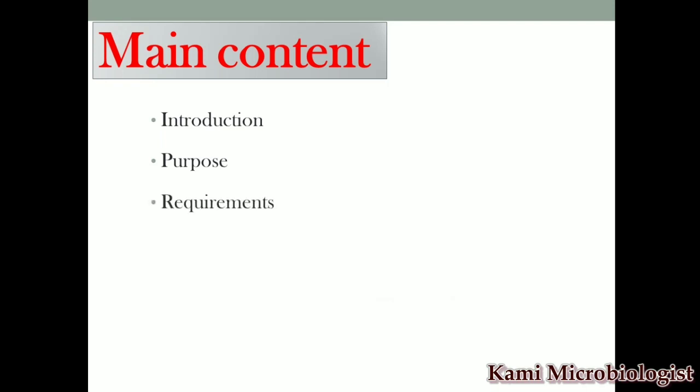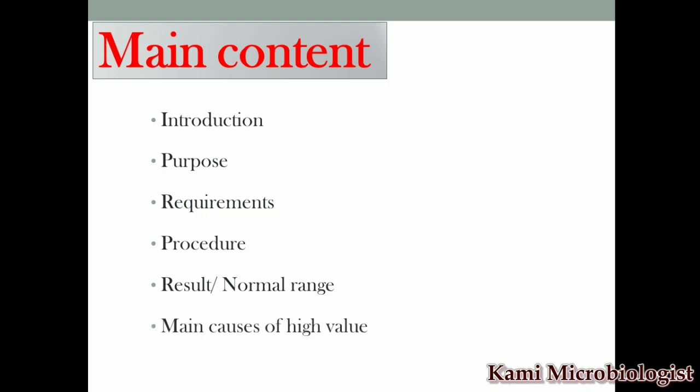Then we are going to see the requirements, meaning the materials which we need to perform the D-dimer test. So we have to talk about this as well. Then we are going to see how to perform this test, and then we are going to see the result of this test, the normal range of the D-dimer, that is how much of it will be present in our body. The other most important point is to see the main causes of a high value of the D-dimer. So what are the main reasons or conditions due to which its value gets high. We are going to see each and everything in step-by-step slides.